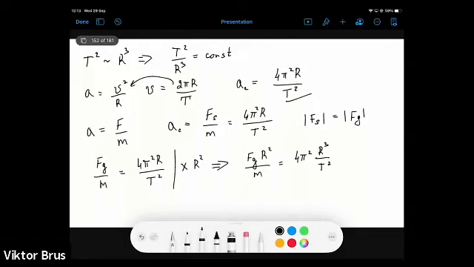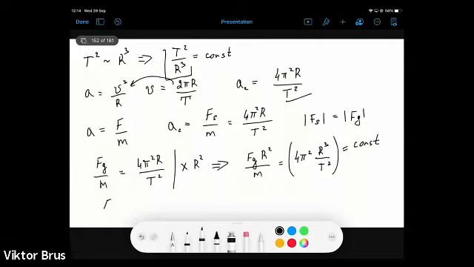So as you see, this ratio is actually from the third Kepler's law. This ratio is constant, t squared divided by r cubed, or in the contrary, r cubed divided by t squared. Doesn't matter, it is a constant. 4 pi squared is also a constant. So it means that the right side of this equation is some constant. And taking this into account, we can express now the gravitational force.